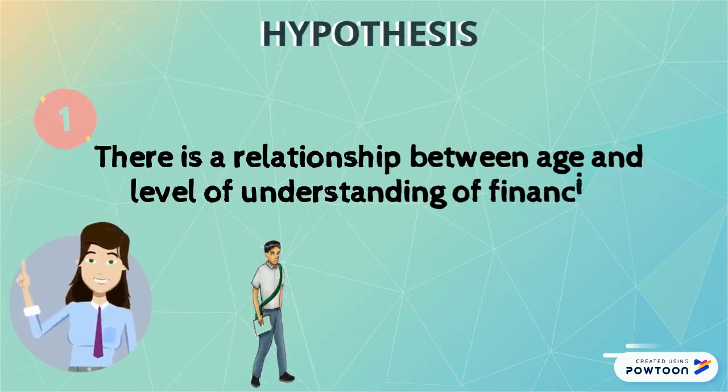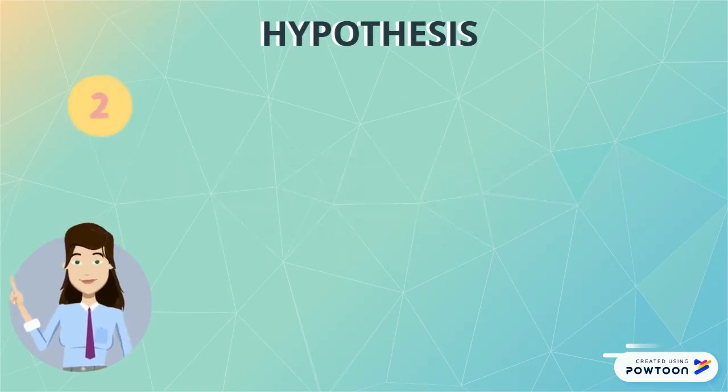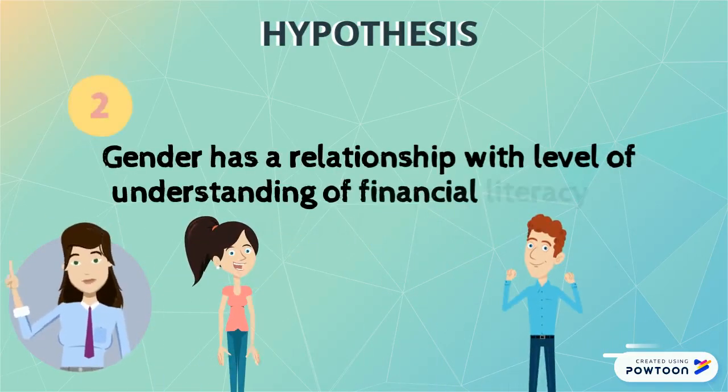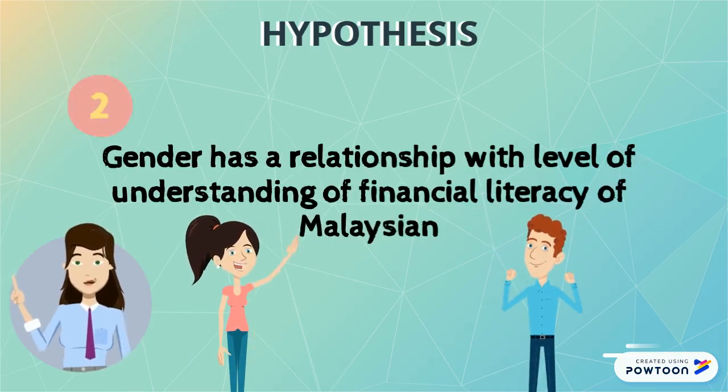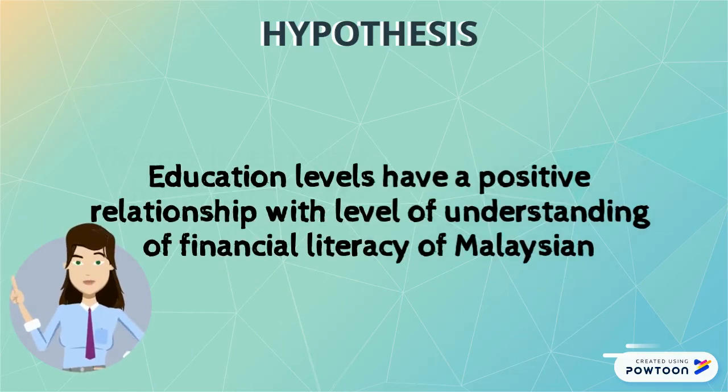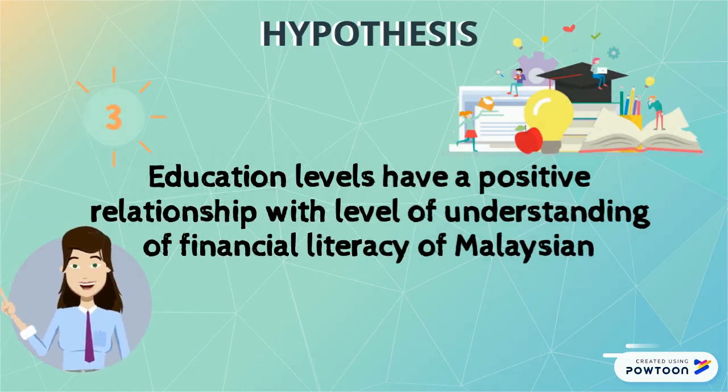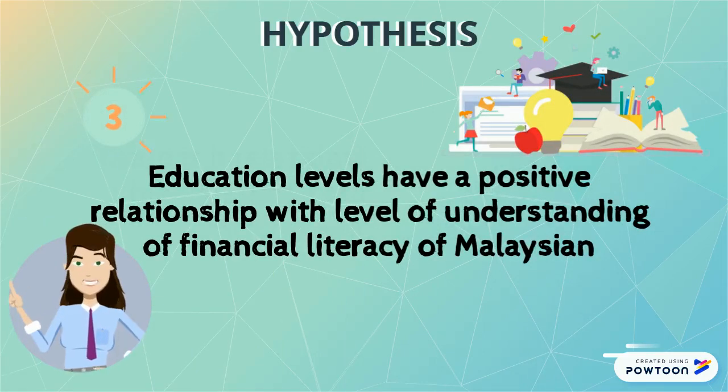financial literacy of Malaysians. The second hypothesis is gender has a relationship with the level of understanding of financial literacy of Malaysians. The third hypothesis is education levels have a positive relationship with the dependent variable.